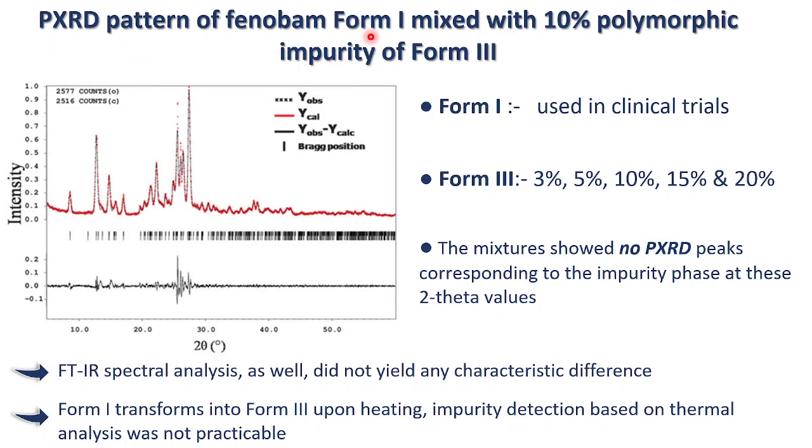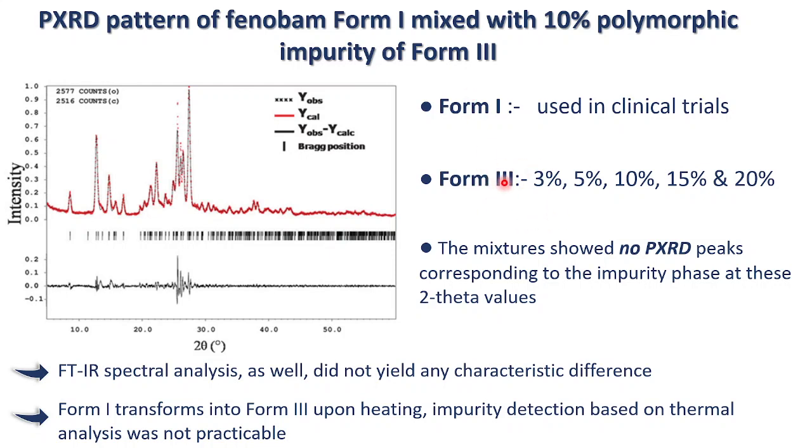Phenobam form 1 is very important in the pharmaceutical industry, as it is used in clinical trials. Form 3 is considered an impurity present in form 1. What we have done is mix form 1 with form 3, treating form 3 as the impurity. We have to find which form is present in the mixture. That's a challenging problem.